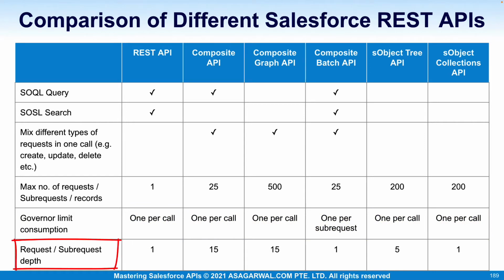Request and subrequest depth. In the context of Composite and Composite Graph APIs, this refers to passing the output of one subrequest as an input to another subrequest. Let's understand this with the help of this illustration.